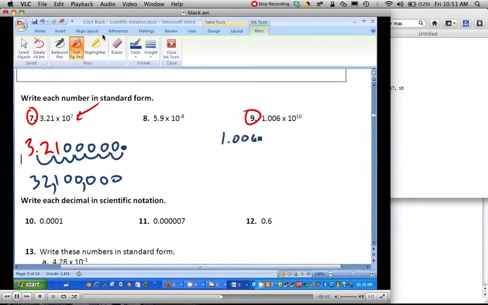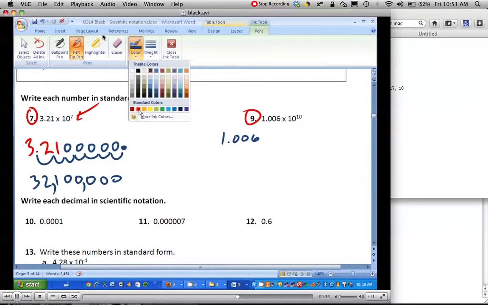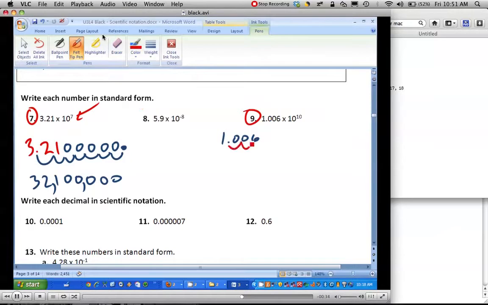All right, same thing with number 9. I've got 1.006 times 10 to the 10th. All I'm going to do is take that decimal point and move it 10 places to the right. So I get my red pen and I mark 1, 2, 3, 4, 5, 6, 7, 8, 9, 10. And in each place that doesn't have a number, I need to put a 0 placeholder in. And once I've got that in, I just rewrite it, careful to have the same number of zeros and the same number of digits, and then throwing in my commas.